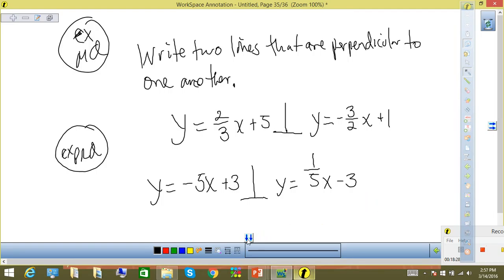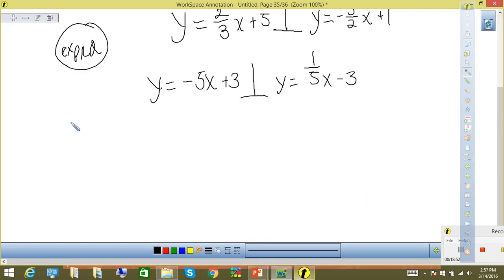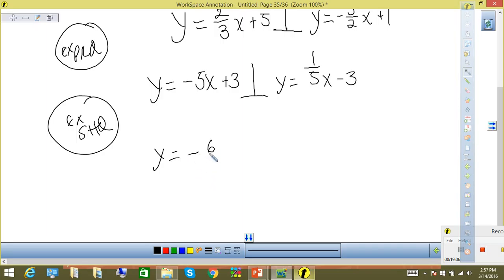One last one of these. Example, Shazam Q. Y equals -6/7x minus 4 is perpendicular. And write your equation, please. Go. Copy that.